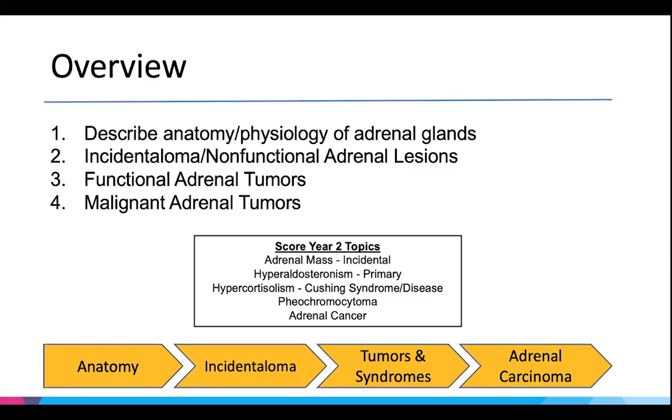Overview of what we're going to talk about. First, going to describe anatomy and physiology of the adrenal glands. Then we're going to go into the workup for incidentaloma and non-functional adrenal lesions. Then we'll move on to functional adrenal tumors and finally malignant adrenal tumors.